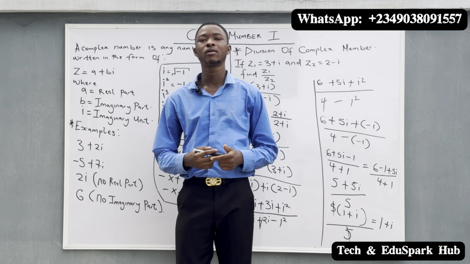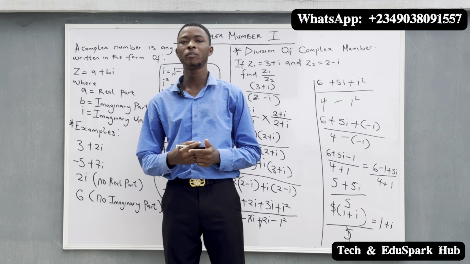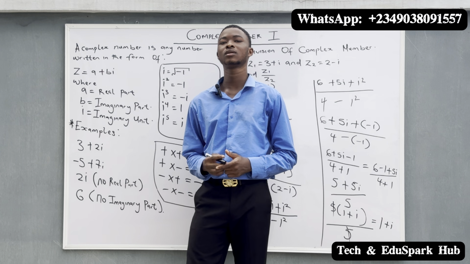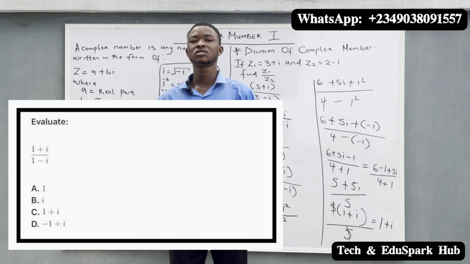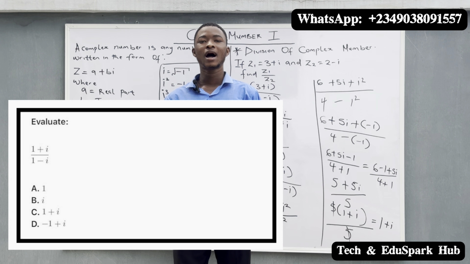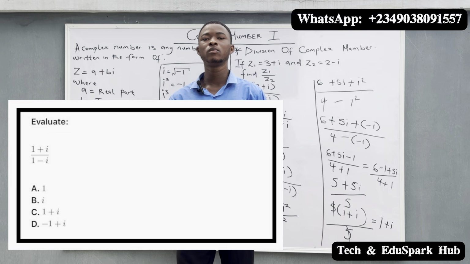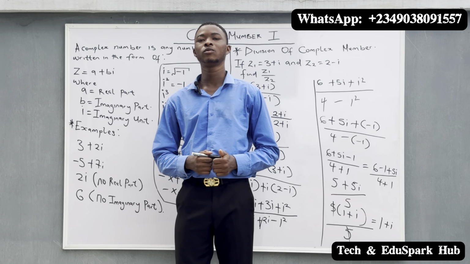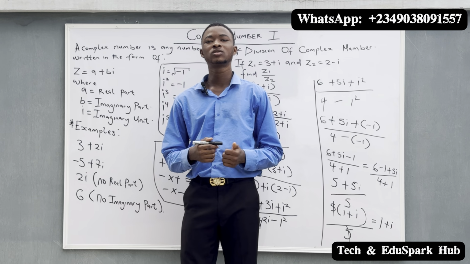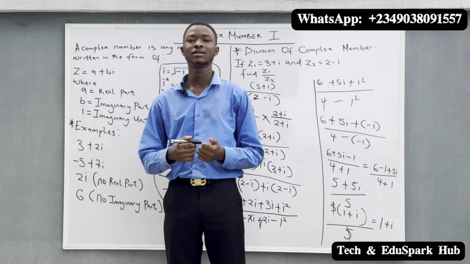And this will be all on everything about the first part of the complex number, which is complex number 1. Attempt this question on the screen and let me know your answer in the comments. I will let you know if you are right or wrong. And in our next lesson, we'll be moving to the second part of the complex number, which is complex number 2, where we'll be talking about the polar form of complex number and the rest.